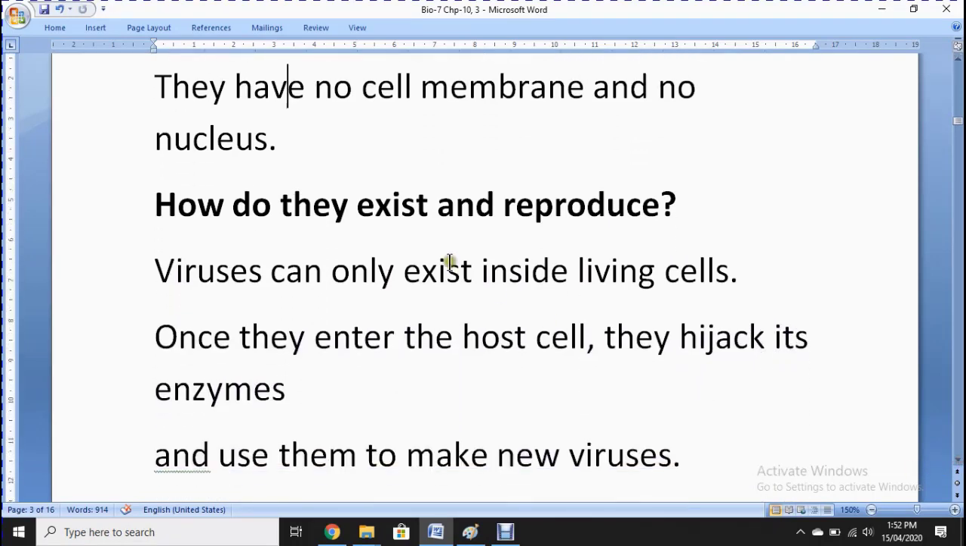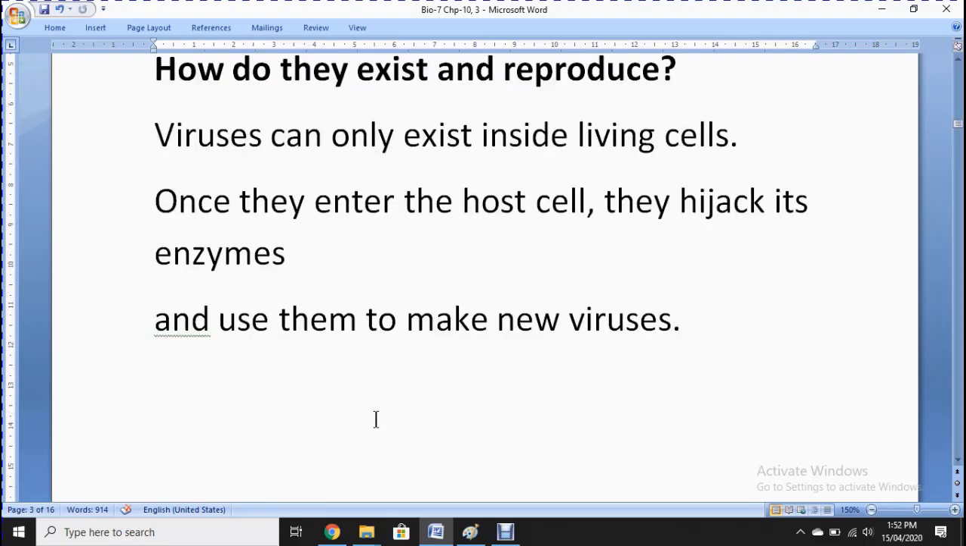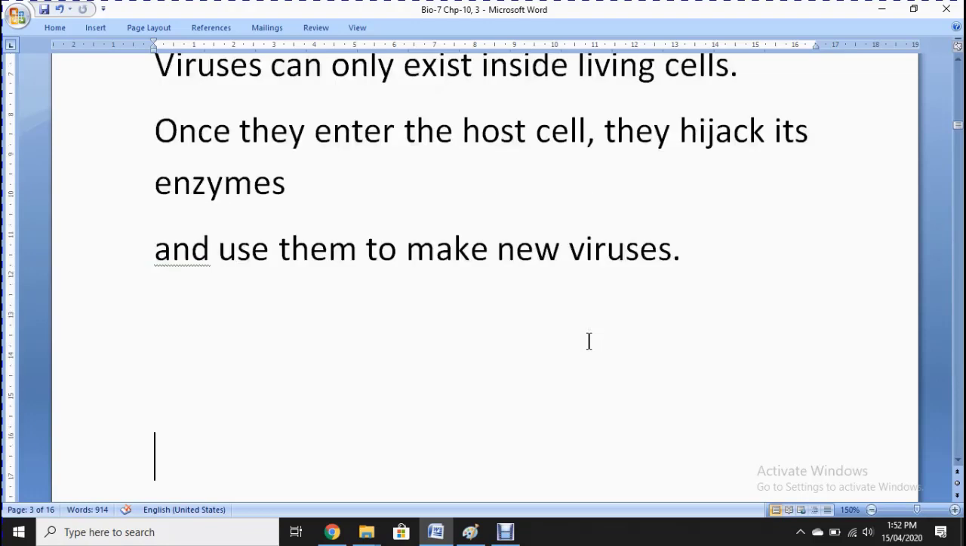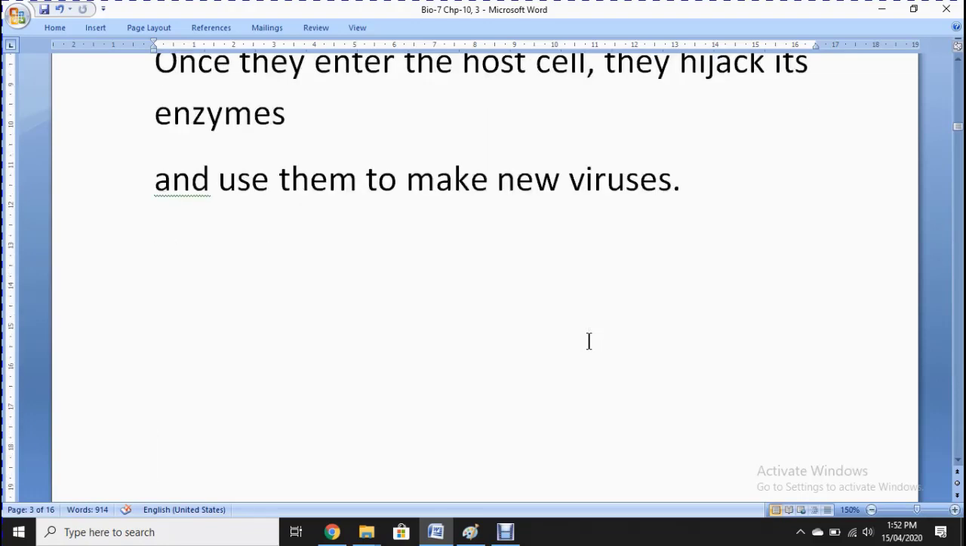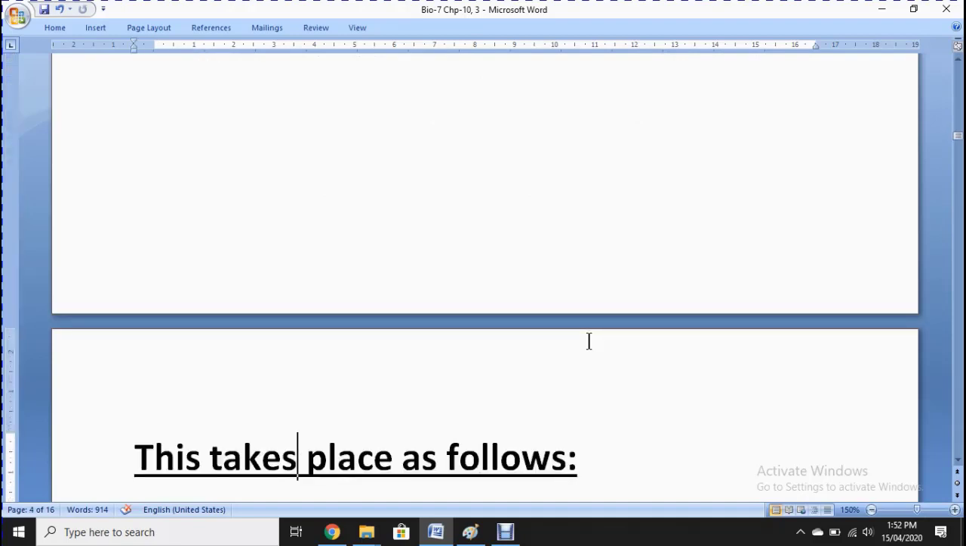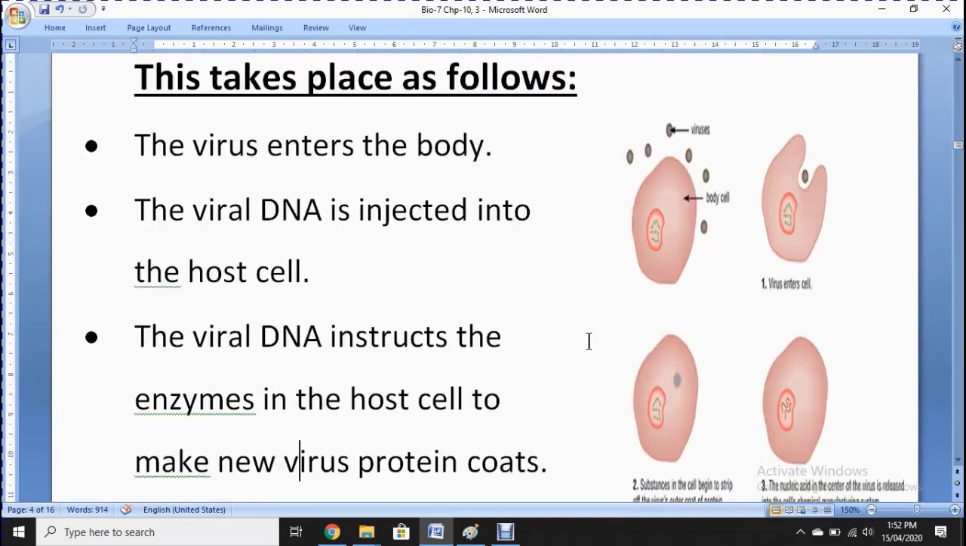How do they exist and reproduce? Viruses can only exist inside living cells. Once they enter the host cell, they hijack its enzymes, meaning they capture or take hold of the system, take over all the system of the cell and use it to make new viruses, just like a boss. They start to give orders to the nucleus of the cell. Whatever the virus wants to do, the cell will do according to the information of the virus. So let's see how this takes place.